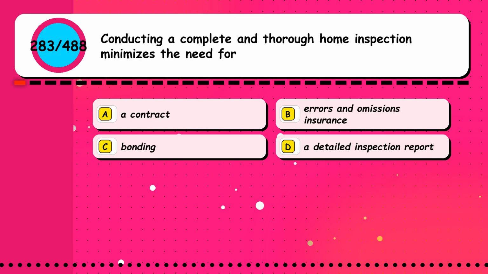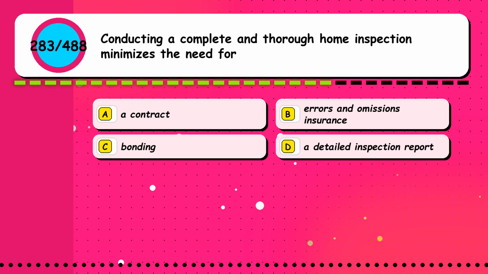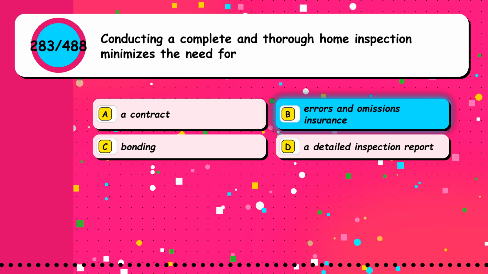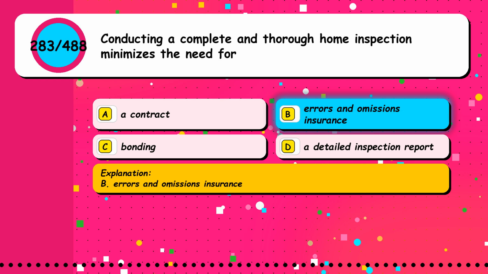Question 283. Conducting a complete and thorough home inspection minimizes the need for option A, a contract, option B, errors and omissions insurance, option C, bonding, option D, a detailed inspection report. The correct answer is option B, errors and omissions insurance.